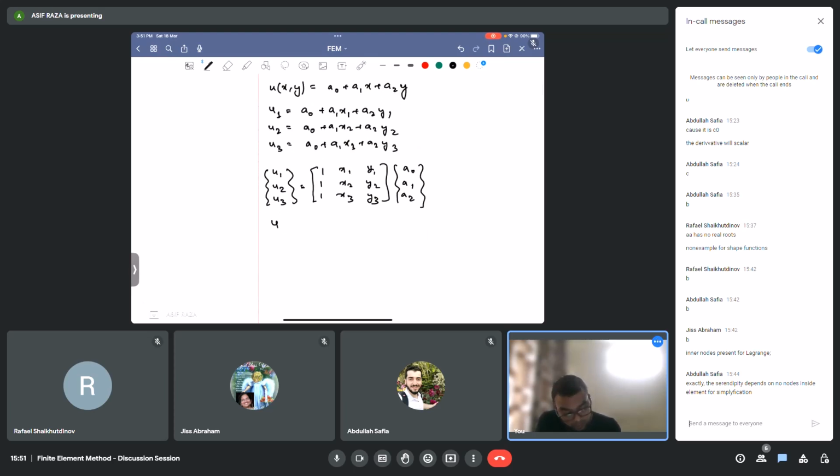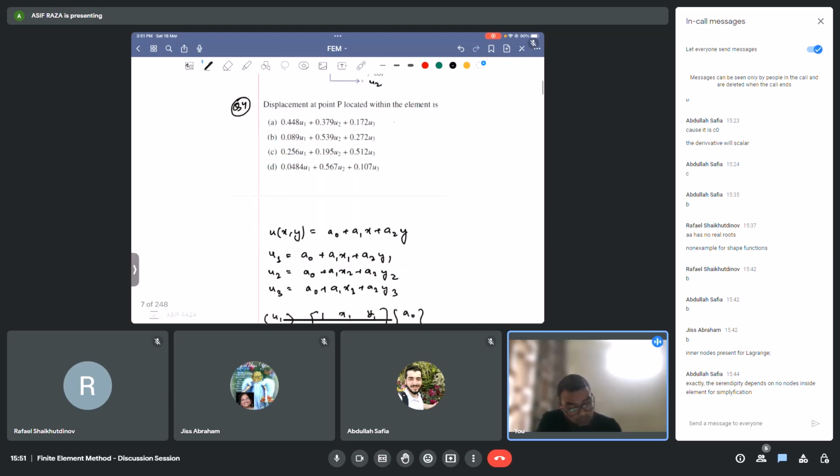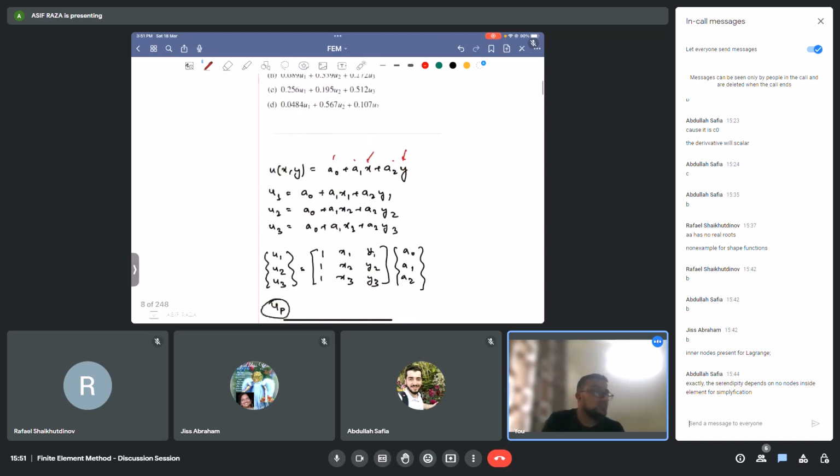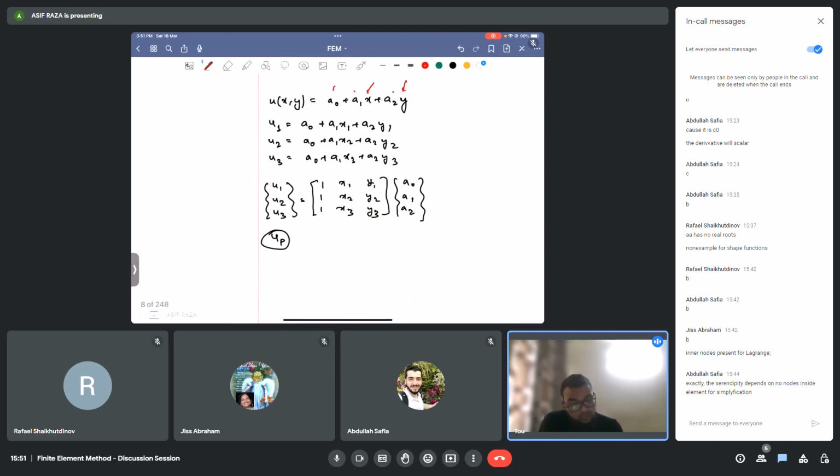Now we want to find the value of u at point P. If for node P we have the value of x and y, we just need the values of a0, a1 and a2, then we'll get the displacement value at node point P. To find the values of a0, a1 and a2, we can use the above and write a0, a1, a2 as the inverse of the matrix 1 1 1, x1 x2 x3, y1 y2 y3, times u1, u2, u3.